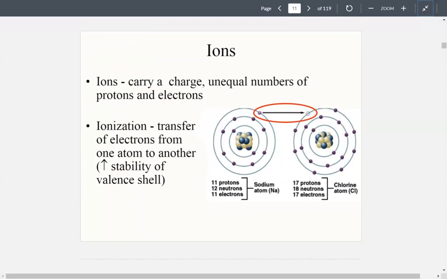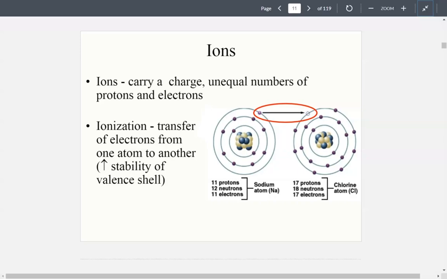All right, so what's an ion then? An ion is an atom, isotope or otherwise, that has an unequal number of protons and electrons. So if it is an atom with a positive charge, it gave up an electron. If it is an atom with a negative charge, it took on an electron. And here is an example of this.